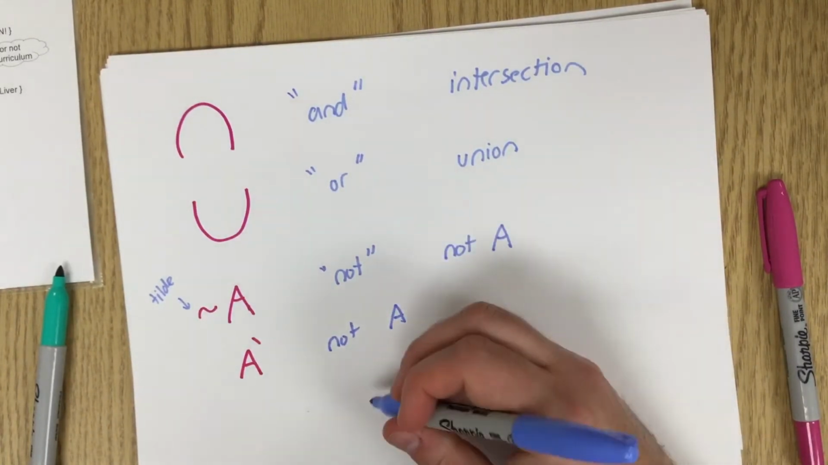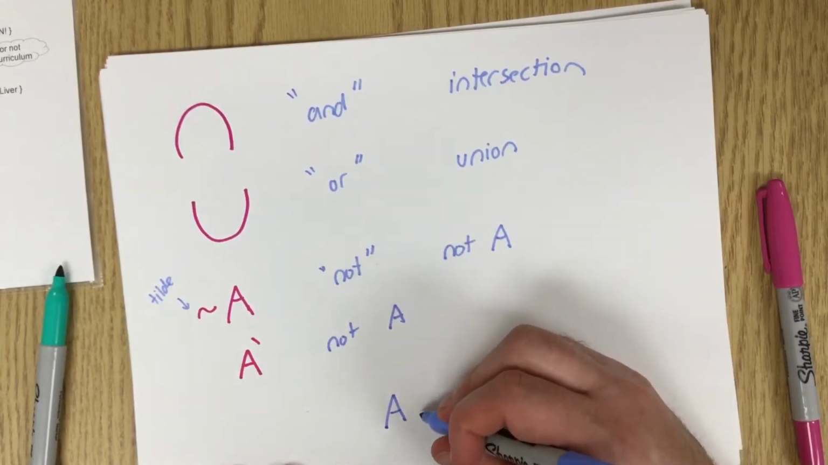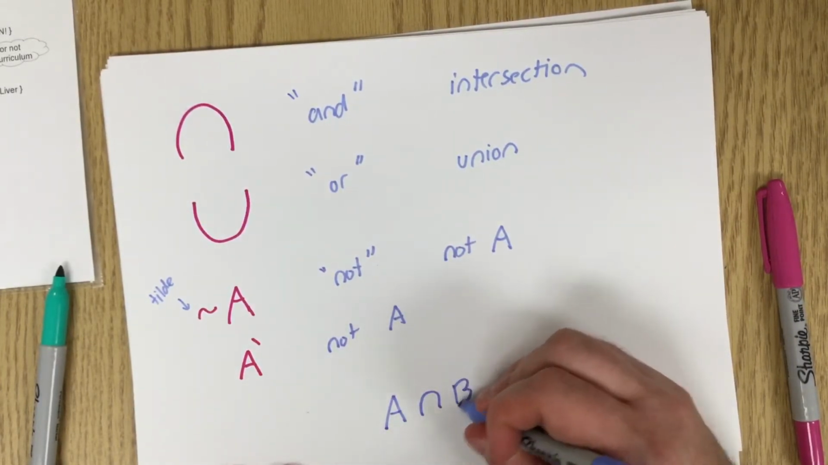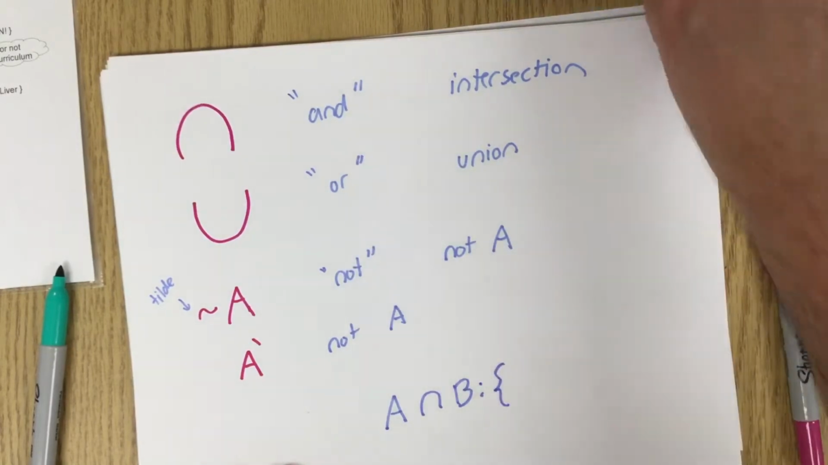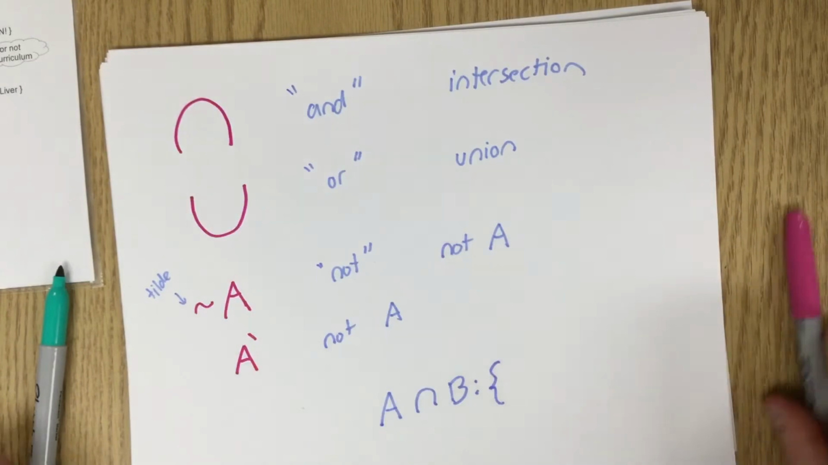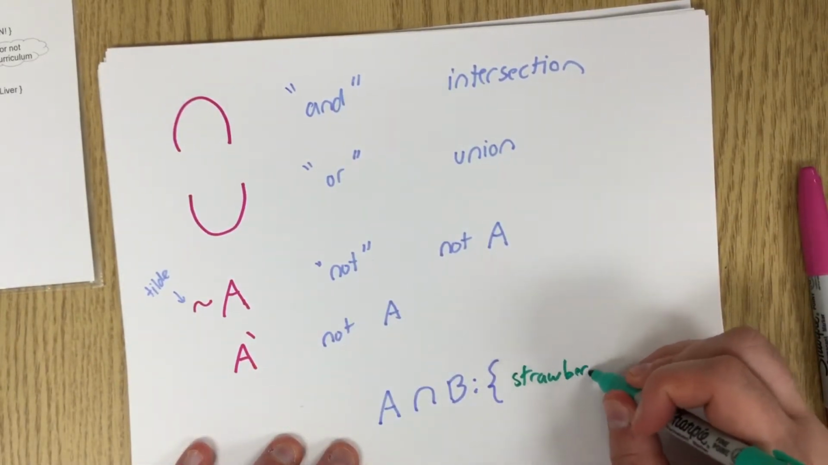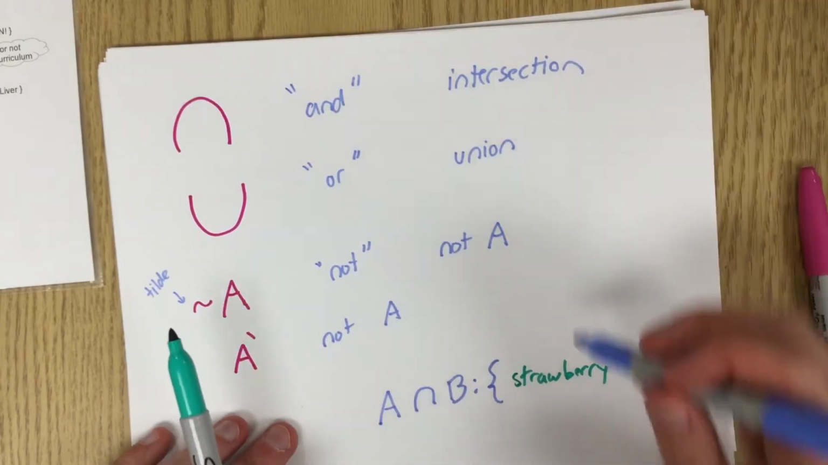So for example, the example I had just before, this is A and B, and what's in A and B was the strawberries. So that's A and B.